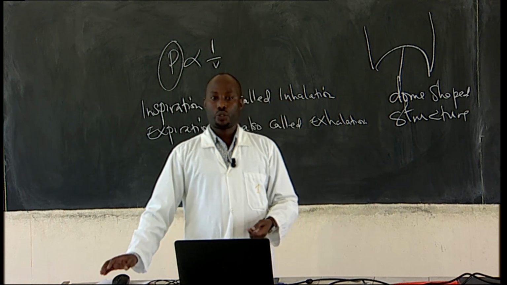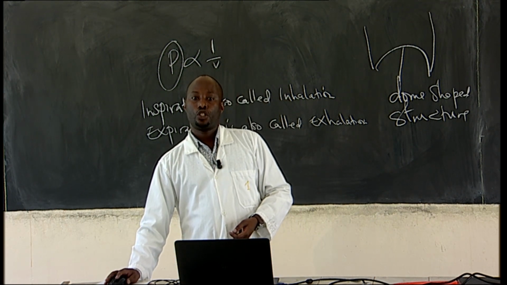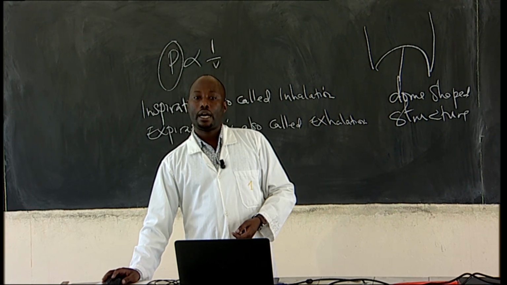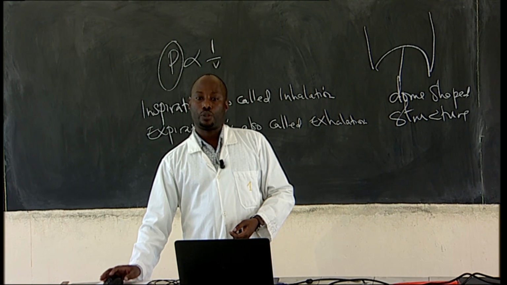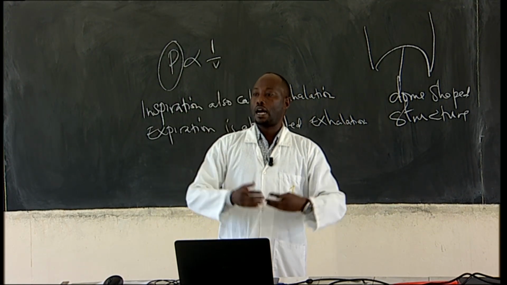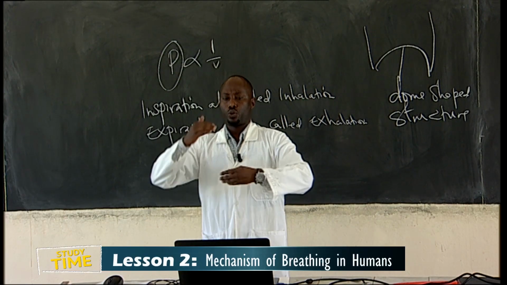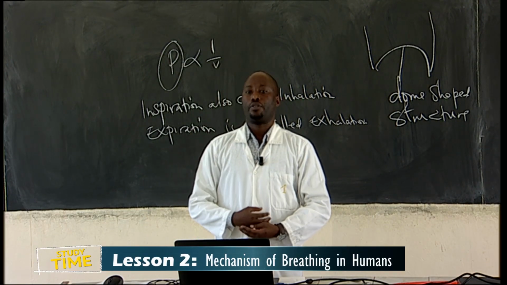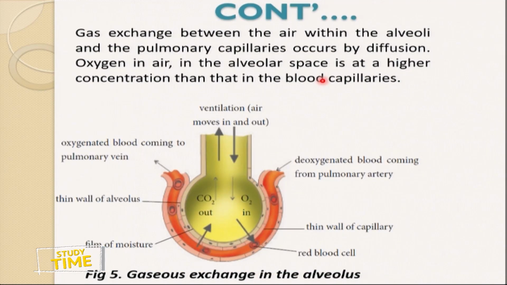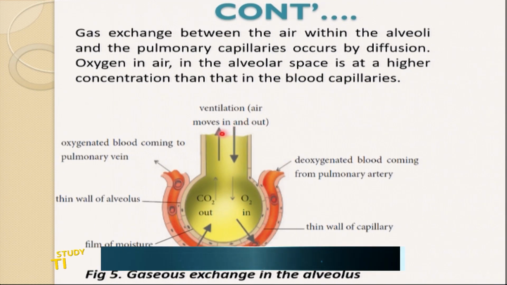We have a diagram that shows how gas exchange between the air within the alveolus and the pulmonary capillaries occurs by diffusion. All these processes normally occur by diffusion. So we are going to see how oxygen in air enters the alveolar space at a higher concentration than that in the blood capillaries, because in the blood capillaries there is a lower concentration of oxygen. So they exchange, less oxygen compared with more oxygen. This is the diagram. This is called ventilation. Air is taken in, moves in and out. What is going to be moving out?